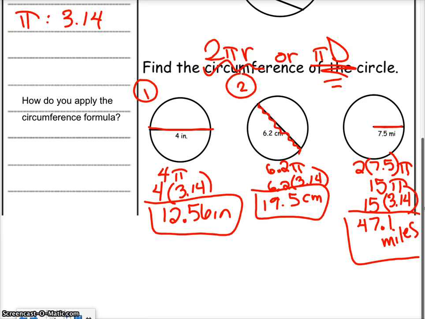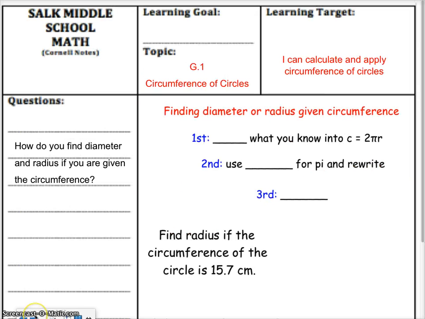So, can't you just do 30.14 so we can use the pi?